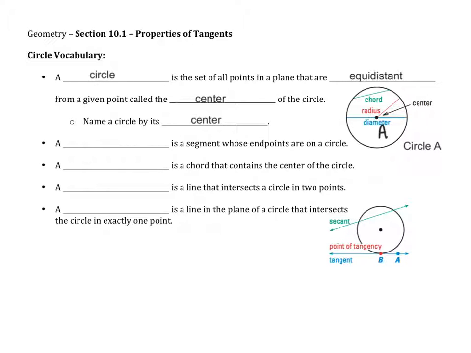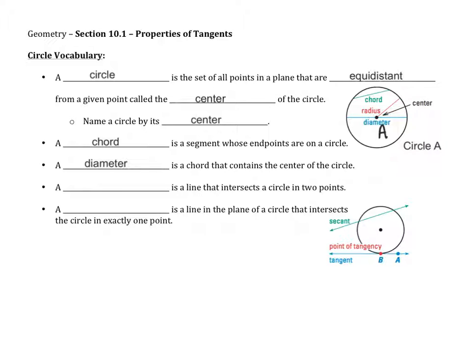And now for even more terminology. A chord is a segment whose endpoints are on a circle. So referring to the diagram at the right again, this green line is considered a chord since it's a segment and the segment's endpoints are located on the circle itself.